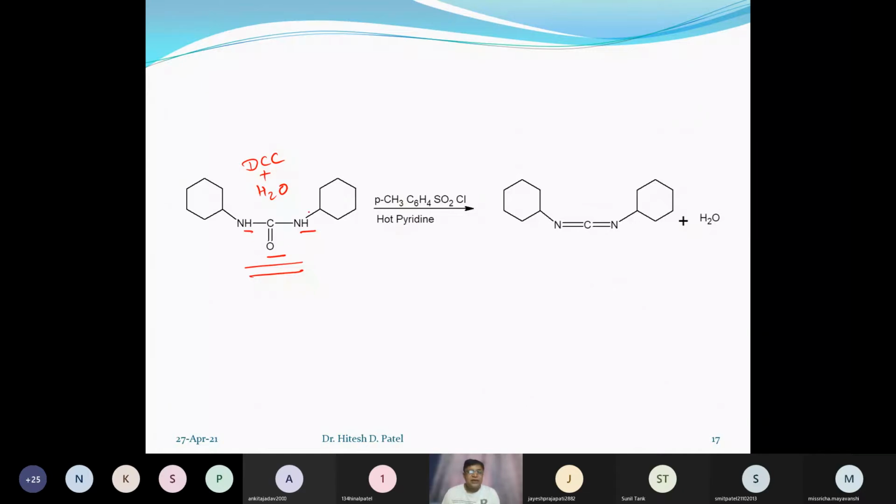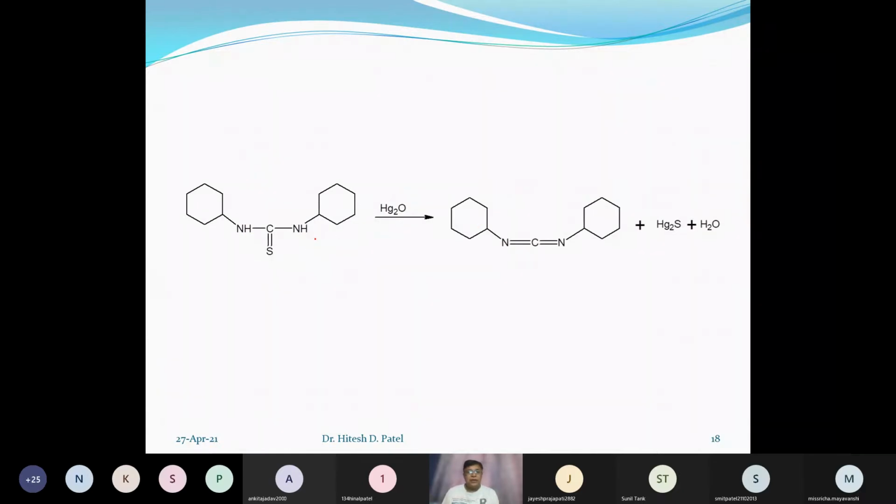If you have hydrated DCC, then by treatment with paratoluene sulfonyl chloride, PTSCl, and hot pyridine, we will get DCC. Here also water is generated. That water we can remove by using Dean-Stark apparatus with the support of some organic solvent.